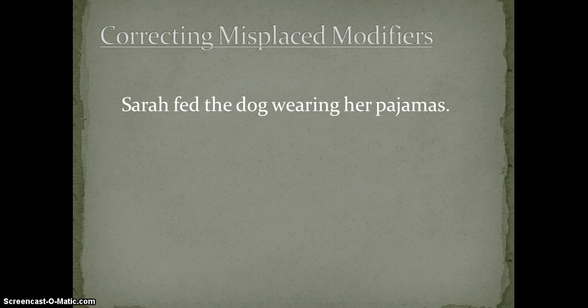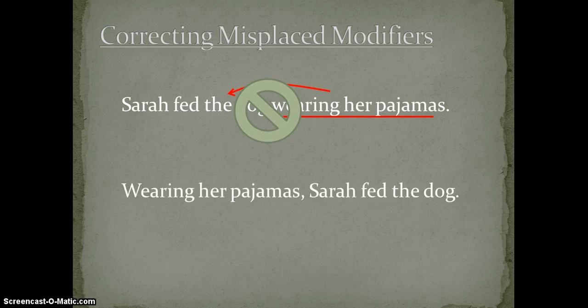So here are a few examples. We have: Sarah fed the dog wearing her pajamas. So right now we have the dog wearing Sarah's pajamas, which is possible, but it's kind of silly. Usually the dog does not wear Sarah's pajamas. So that would be incorrect. That is a misplaced modifier.